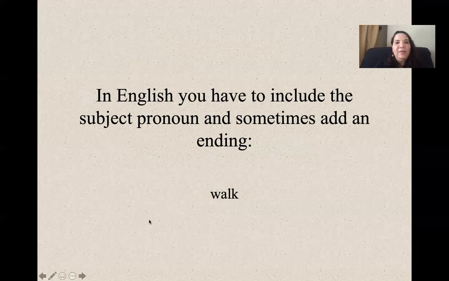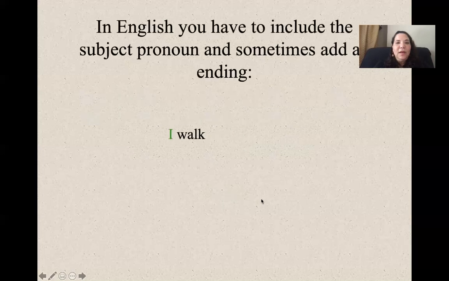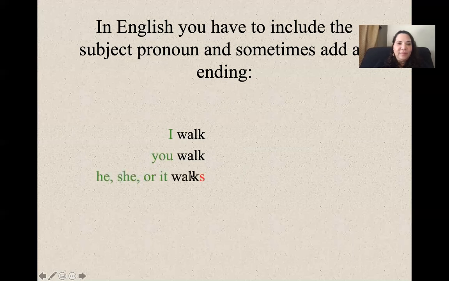So we have the verb now, walk. And when we include the subject pronoun, here we go, I walk. You don't say I to walk, it's I walk. You walk. He, she, or it walks. This is when we're adding an S that tells that it's the third person. 1, 2, and 3. We walk. Plural, first person.